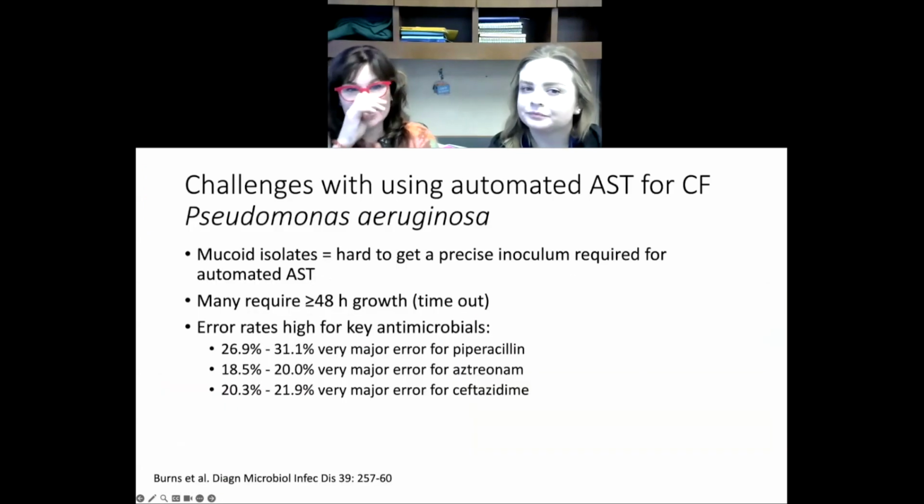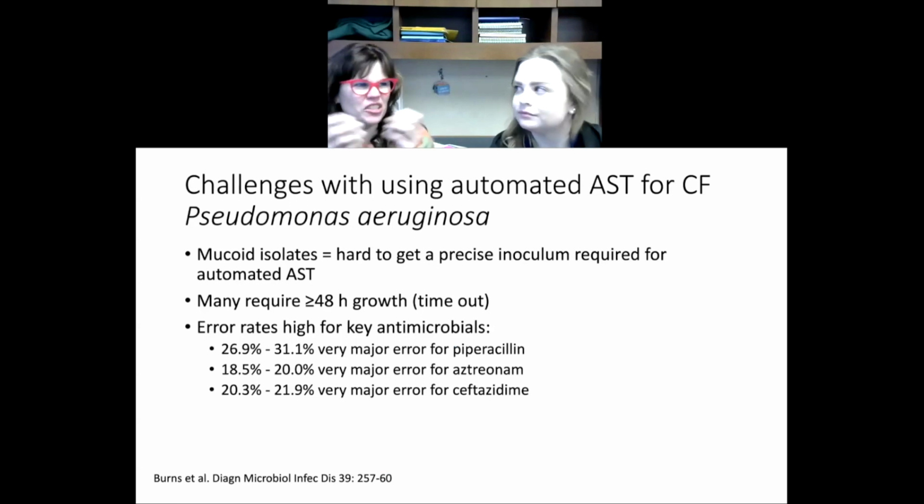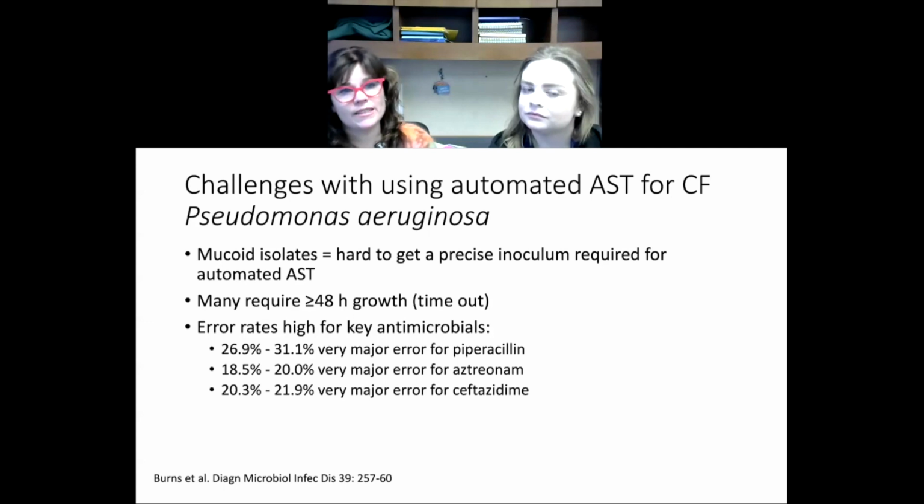And so the challenges here are that these mucoid isolates make it hard to get a really good inoculum when you make your 0.5 McFarland, right? Because there's so much goo that's not bug, it's like extracellular alginate and stuff like that. So you might think you have a lot of bug there, but you have just a little. And then the other thing is a lot of them take at least 48 hours to get good growth, and those time out on the automated systems.